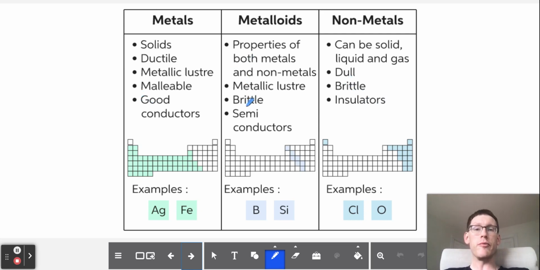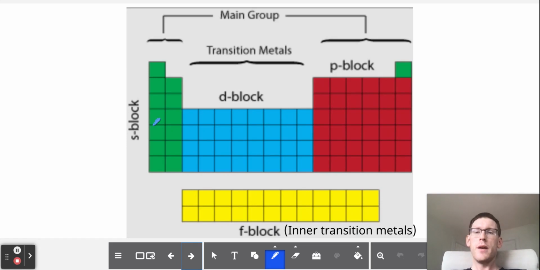They tend to be brittle, but they tend to look a bit metallic in terms of their shine, and they are kind of conductive. They're semiconductors. The periodic table can also be grouped into the S block, P block, D, and F block. The D block is known as the transition metals, the F block is the inner transition metals, and the S and P blocks are the main group elements.